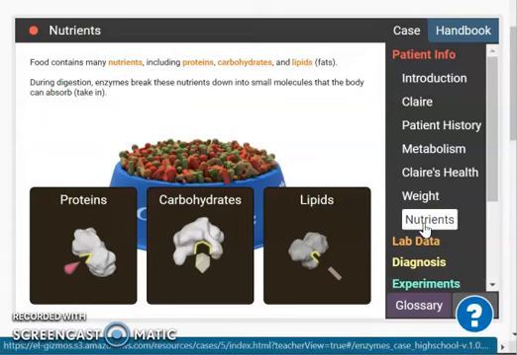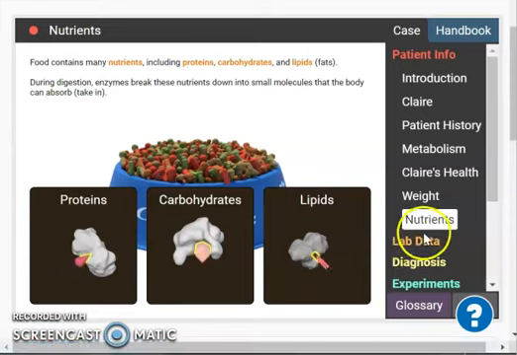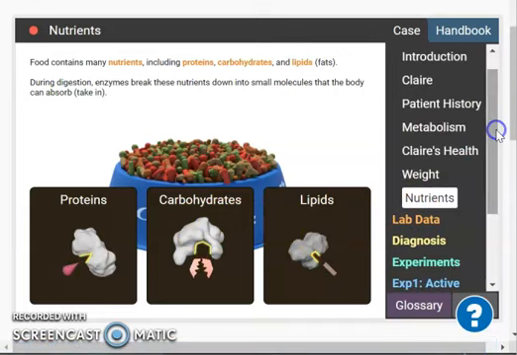Let's see what is in food. Food contains many nutrients, including proteins, carbohydrates, and lipids, or fats. During digestion, enzymes break the nutrients down into small molecules that the body can absorb, or take in. We are now going to move on to our lab data.